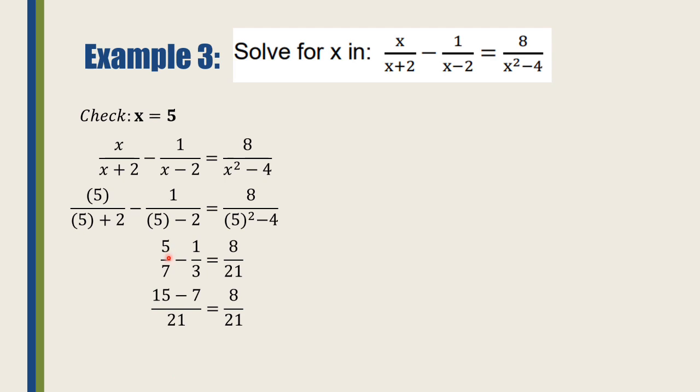Then solve for 5 over 7 minus 1 over 3. So what is the LCD of 7 and 3? That is 21. 21 divided by 7 is 3, times 5, 15. Then 21 divided by 3 is 7, times 1 is 7. Okay? So 15 minus 7, that is equal to 8. So 8 over 21 is equal to 8 over 21. So check. 8 over 21 is equal to 8 over 21.